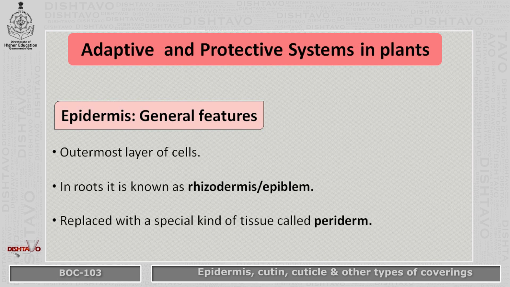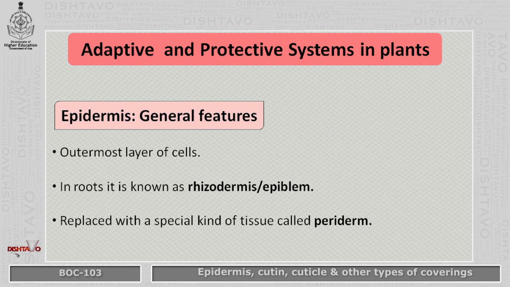So let's start with the topic. The title of the unit is Adaptive and Protective Systems in Plant. Now what are adaptive and protective systems? They are the structures or the layers present on the plant surfaces, whose role is to protect the plants from adverse climatic conditions or from pathogens which invade the plant tissues. First, we'll start with the epidermis.